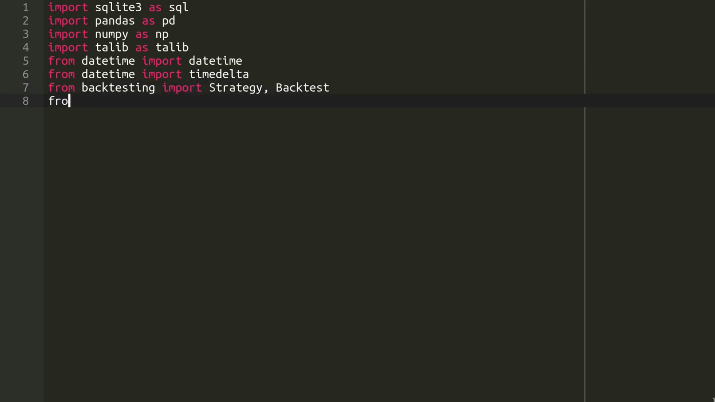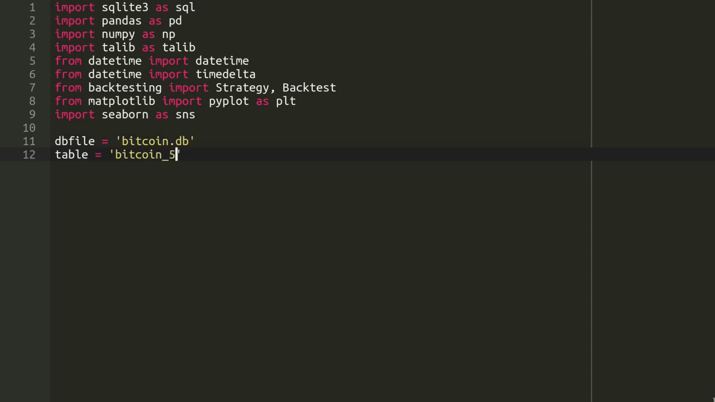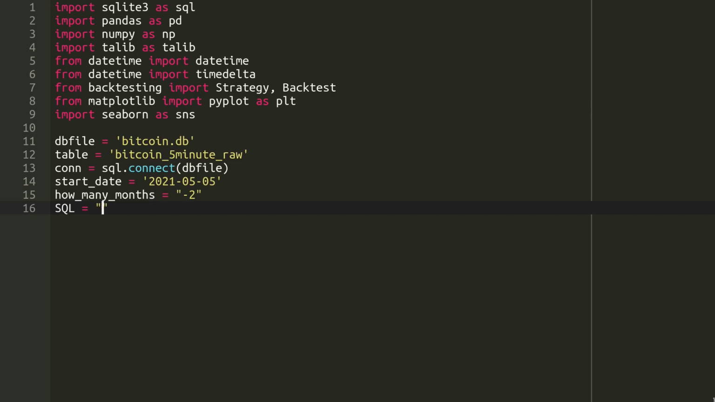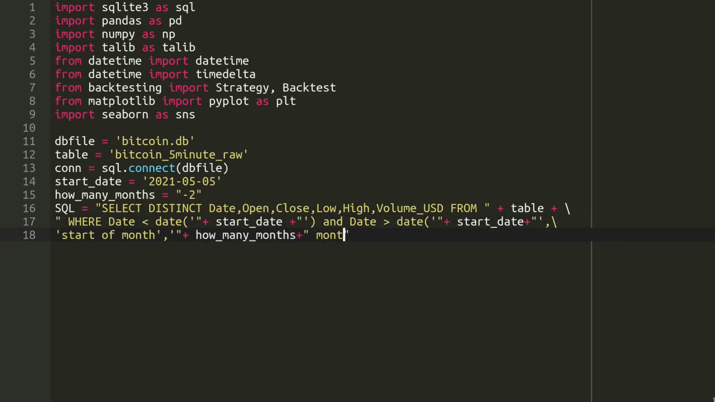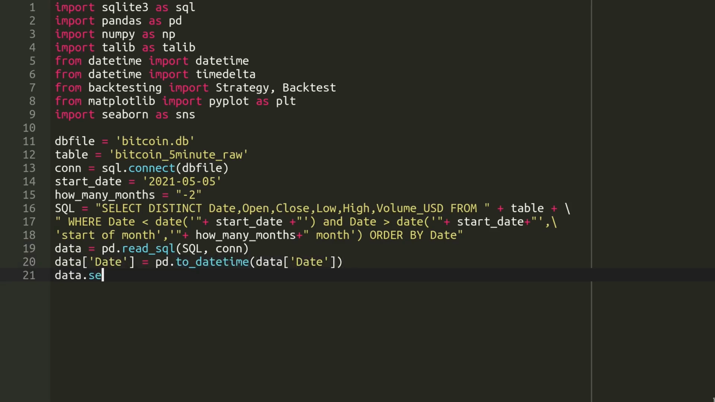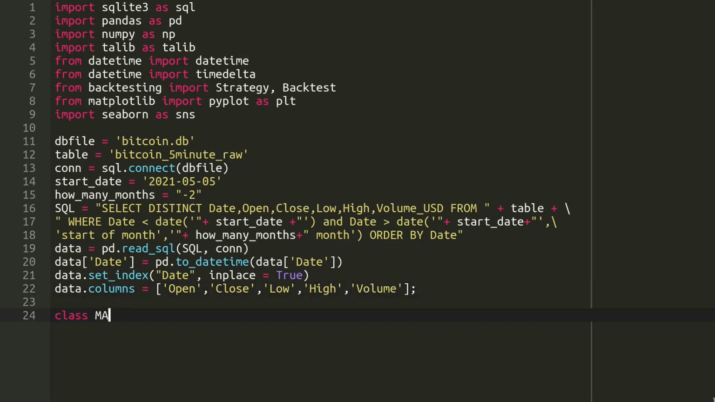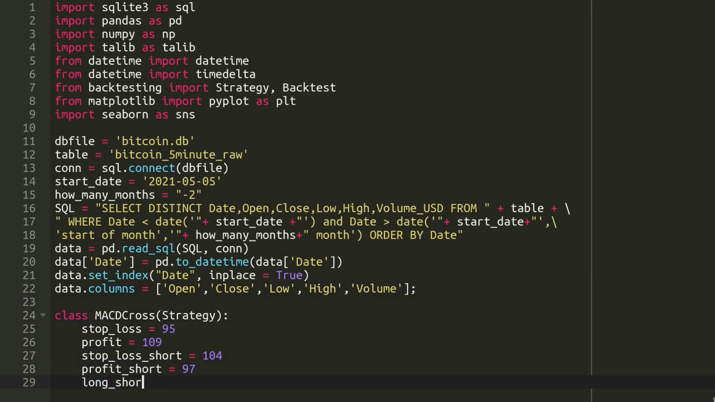First, we import the required libraries. Then we get the data. Then we need to prepare the date field so that backtesting.py understands it. That's why we import the datetime modules. Then we write our trading strategy class.